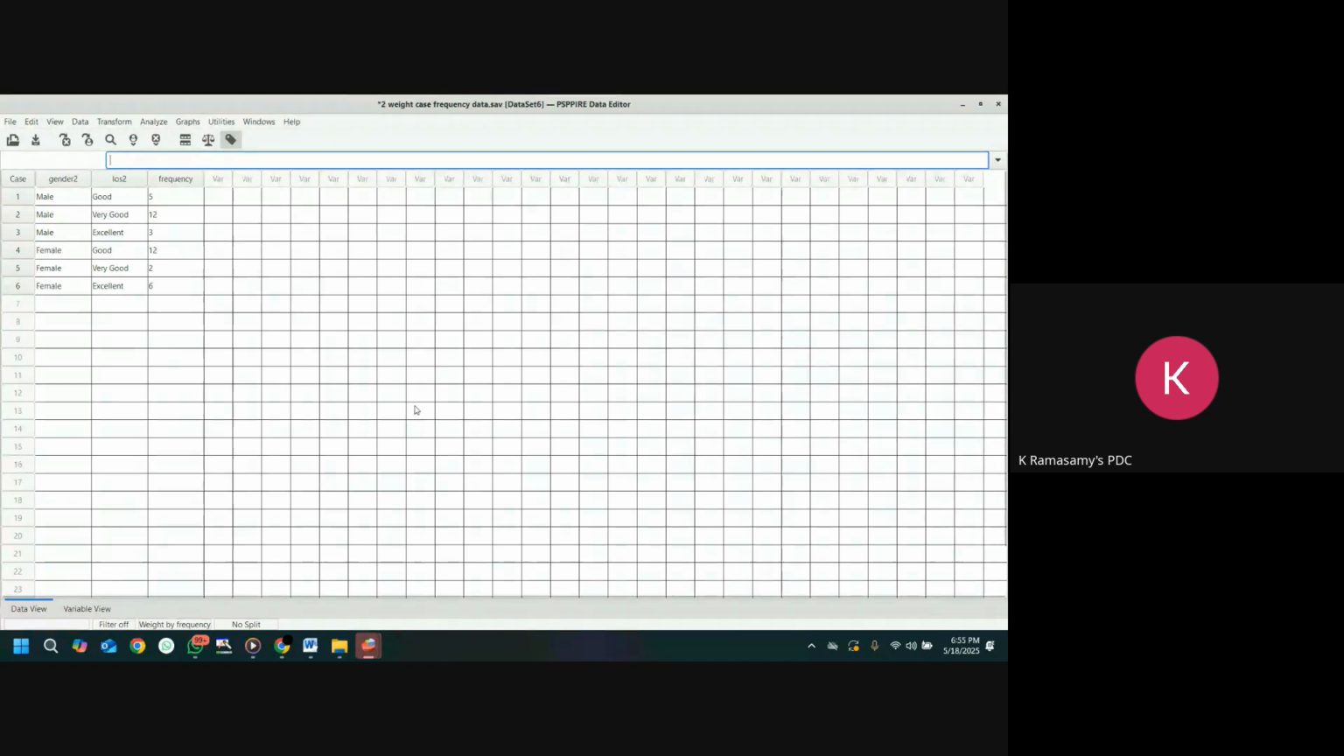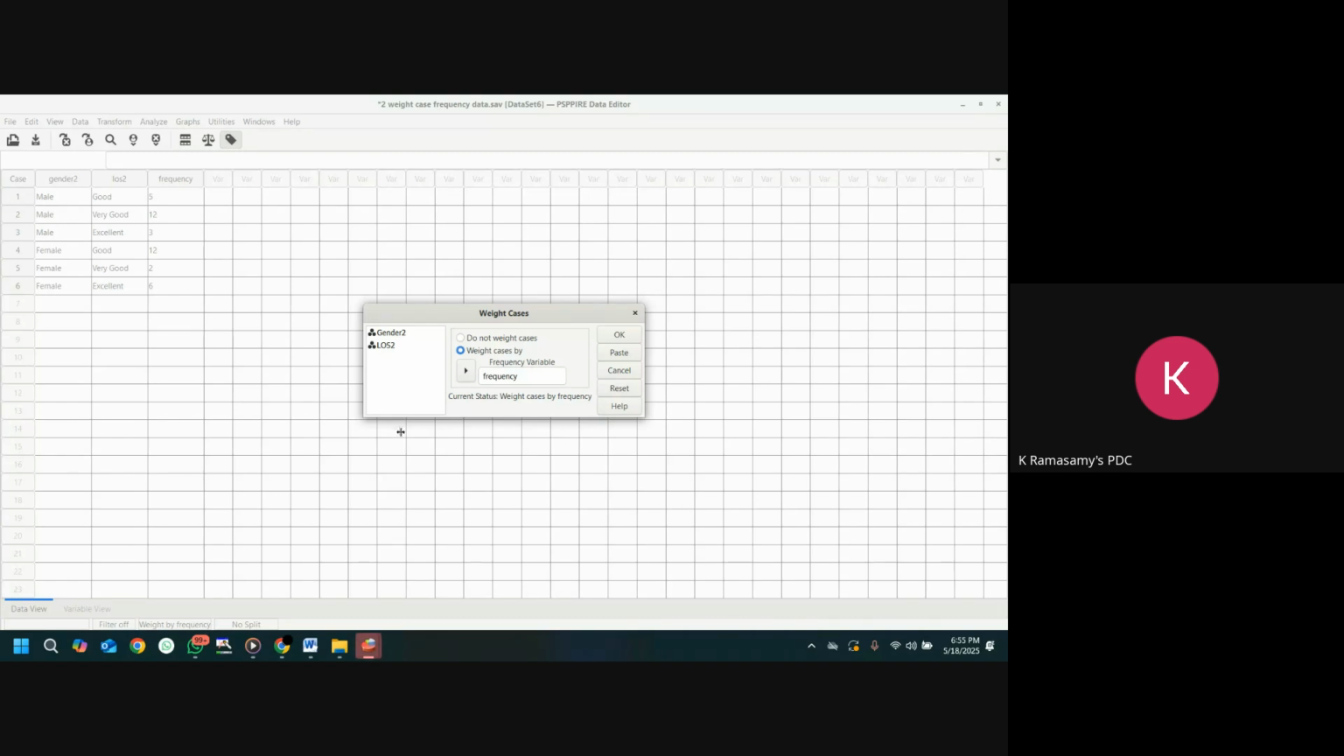But before you conduct chi-square for this kind of frequency data, you need to do one more thing called weight cases. What is that? Weight cases. How to do weight cases? Very simple. Go to the Data menu. In the Data menu, there's an option called Weight Cases. Go to Data, click on Weight Cases. The weight is based on a variable called frequency.